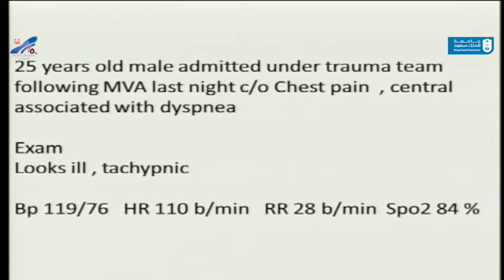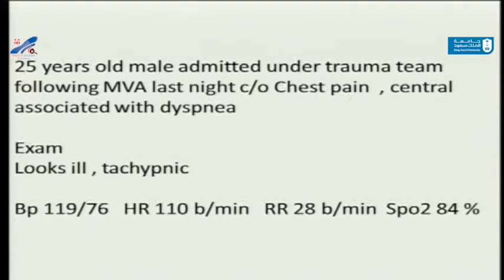A 25-year-old male, admitted under the trauma team following an MVA last night, complaining of central chest pain associated with dyspnea. He looks ill, tachypneic. Blood pressure and heart rate are okay, a bit tachycardic, tachypneic and desaturating. So how does he look? He looks ill. Okay, should I intervene? Yes, what can I do in the meantime? Oxygen is available, so you can give him oxygen and assess.